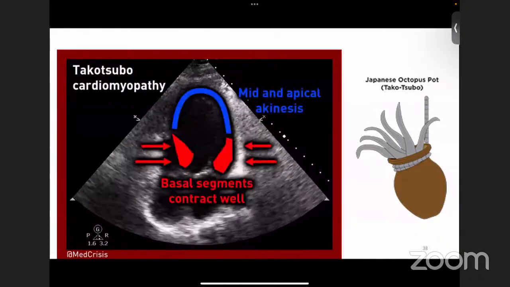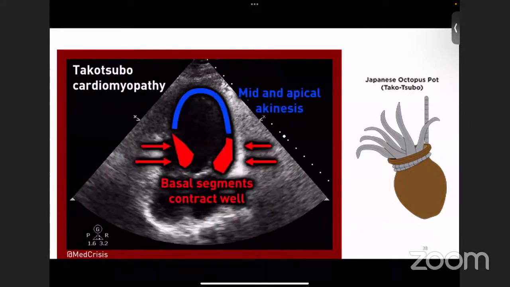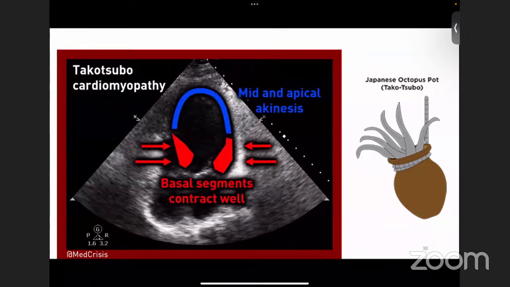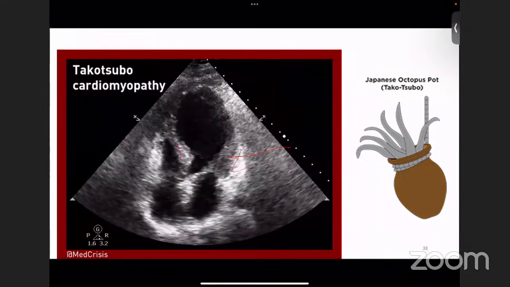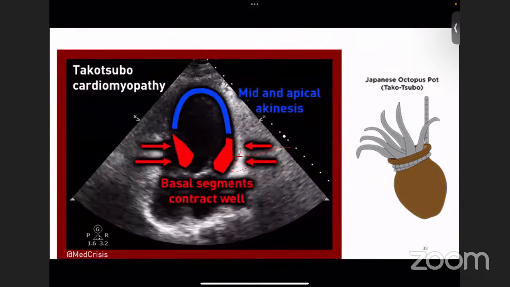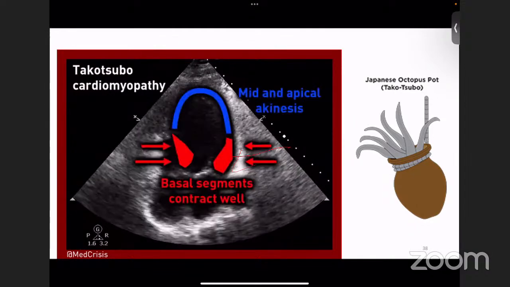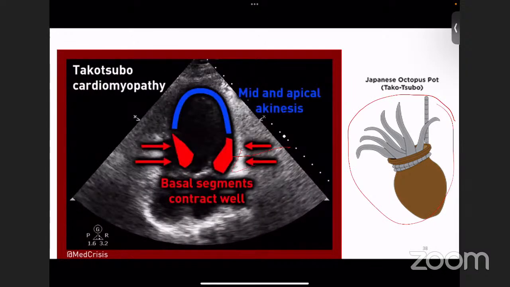Then coming to the Takotsubo cardiomyopathy or stress cardiomyopathy, here what will happen? There will be an apical ballooning because of a sudden surge of catecholamines. So the basal segments will be contracting well, as seen here, whereas the mid and the apical segments will be akinetic. So this resembles the Japanese octopus pot, so it is called the Takotsubo cardiomyopathy.